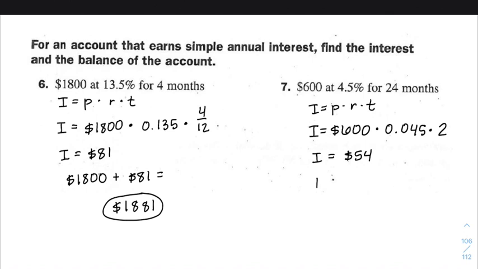To find the balance, we need to add our principal amount of $600 and the interest earned, which was $54. This is going to give us a total of $654. And that is the answer to number 7.